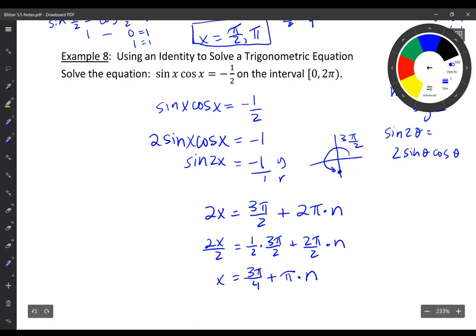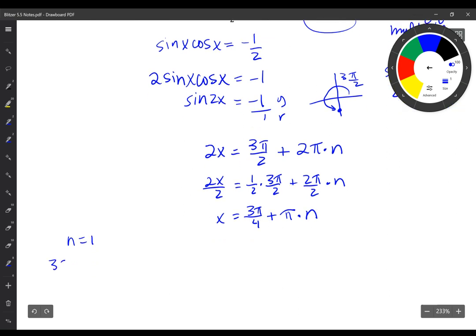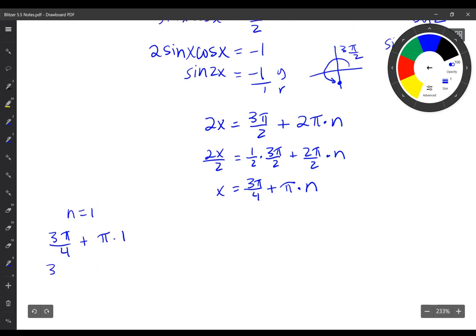So now I have to look for other answers. And we're looking on that interval from 0 to 2 pi again. So if I get to something bigger than 2 pi, then I stop. I don't have a solution. So first we're going to look at n equals 1. So that would be 3 pi over 4 plus pi times 1. So if I'm going to add pi, I need to write it as 4 pi over 4, which is 7 pi over 4.